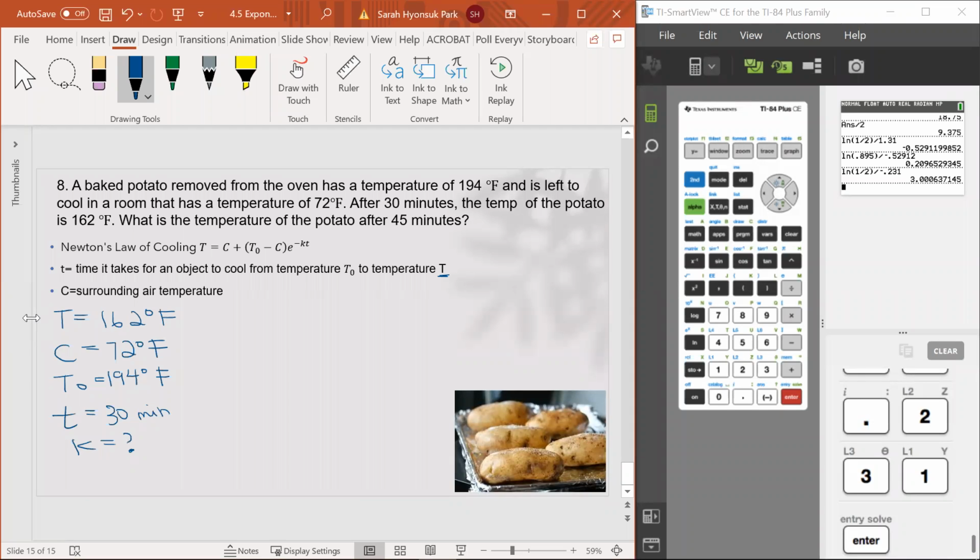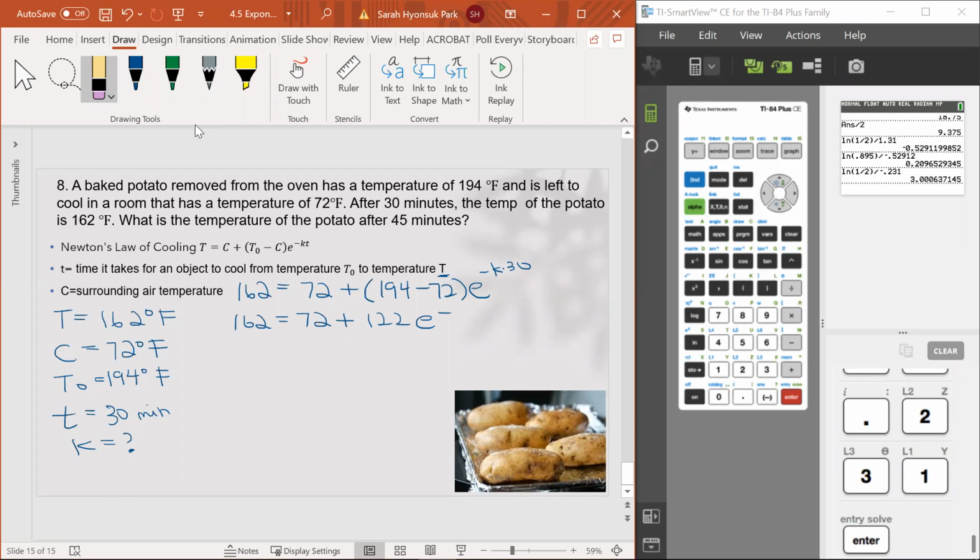So let's set this up. 162 equals 72 plus T initial 194 minus 72 times e to the negative k times 30. Simplify as much as possible. 162 equals 72 plus 194 minus 72, which is 122, e to the negative 30k.